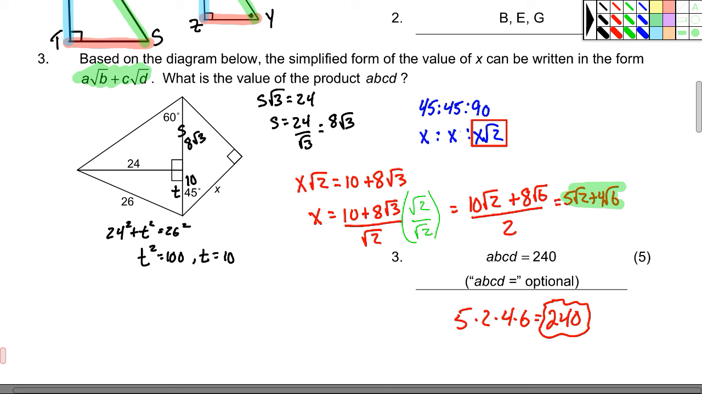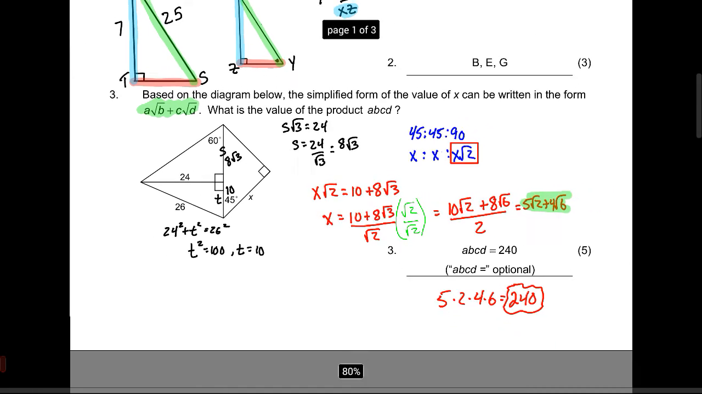So we got A, B, C, and D, and they said multiply them all together. 5 times 2 times 4 times 6 is going to be 240. That is all. Godspeed.